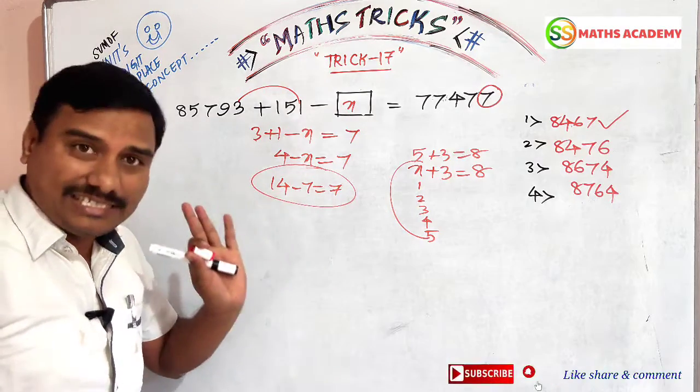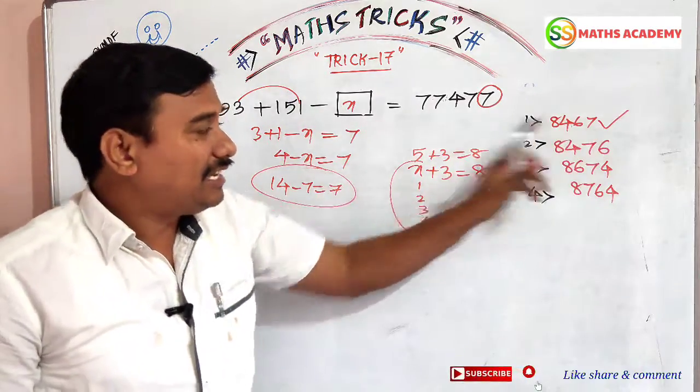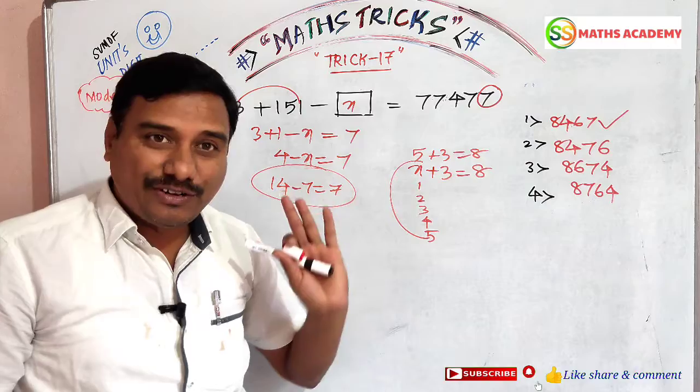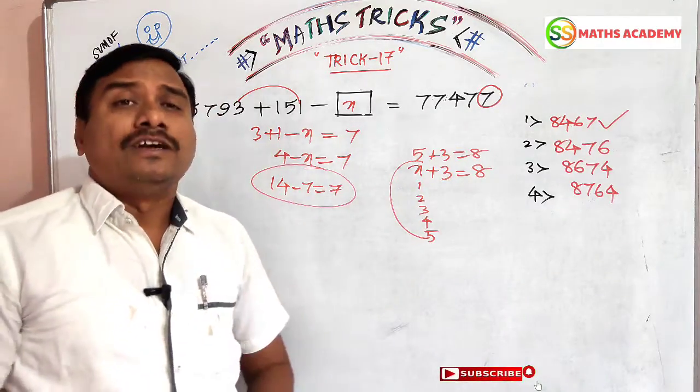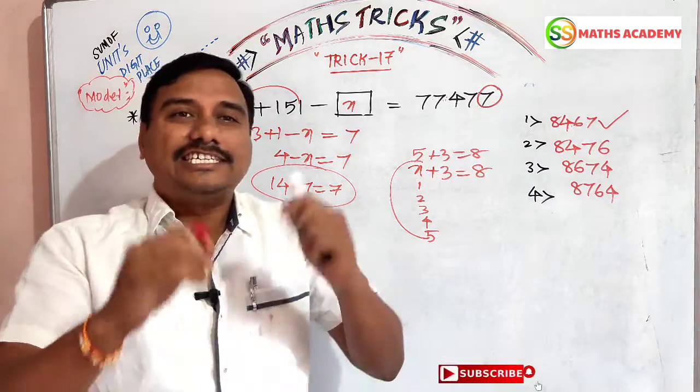14 minus 7 equals 7. So x, suppose I take the x value 7. This is equal to our unit digit 7 only. This is your answer. And dear friends, in model number 2, you have to see one more such interesting question.